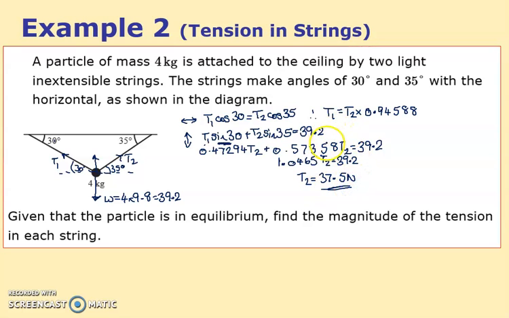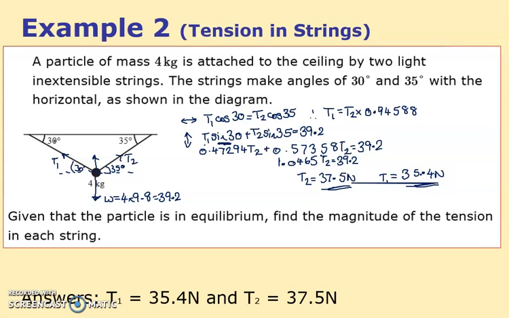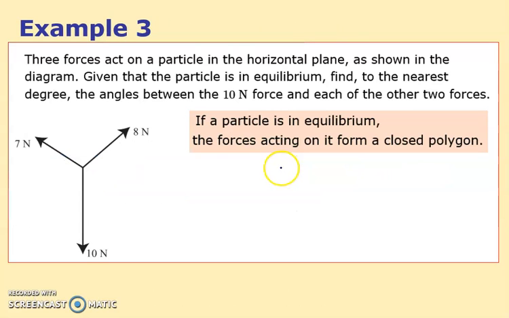I stress it's not the only way of doing it, but it's not a bad way. T1, of course, again, I just need to times my answer by 0.94588. T1 equals 35.4 newtons. No idea if they're right. Yes, they are. Again, it's not necessarily the only way of doing it.